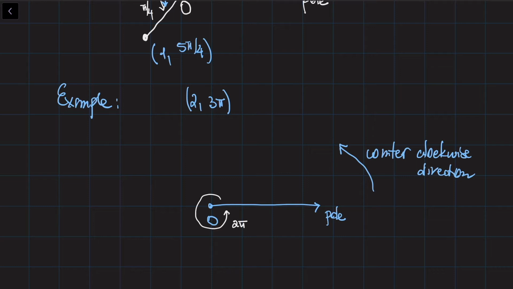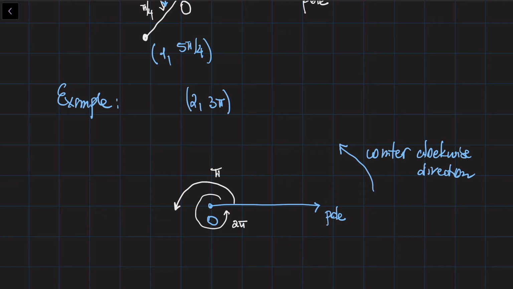But we have to still draw a point with the angle 3 pi. It means that we have to do half a circle here. That's going to be the pi, and altogether with the one time revolution and this pi, it's going to be equal to the 3 pi.